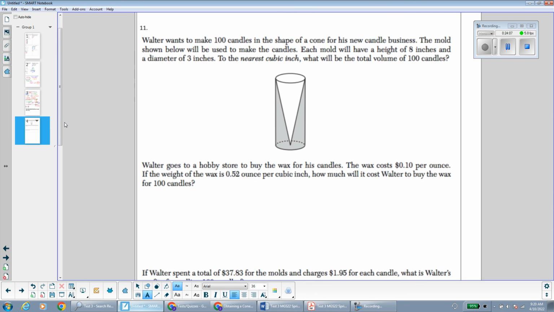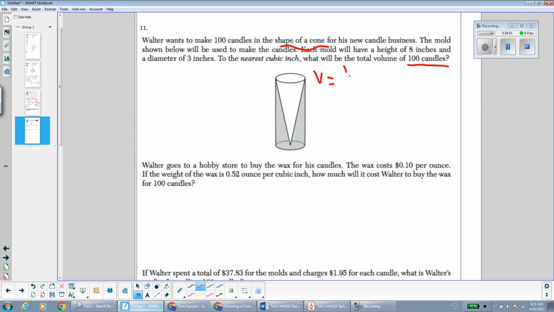Finally, this question confused some people because the first part was asking you to find the total volume of 100 candles. But in the question, it tells you that this diagram here is for the candle and the candle mold. This is the mold to make the candles. But the candles themselves are in the shape of a cone. So if you're finding the volume of 100 candles, you're finding the volume of the 100 cone parts here, because the cone is what the candle is. The rest is the mold.